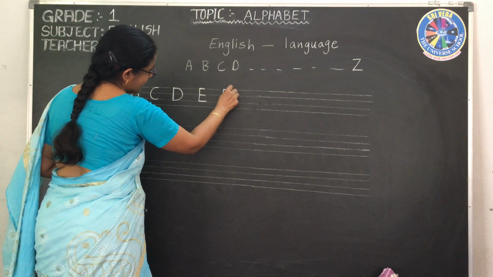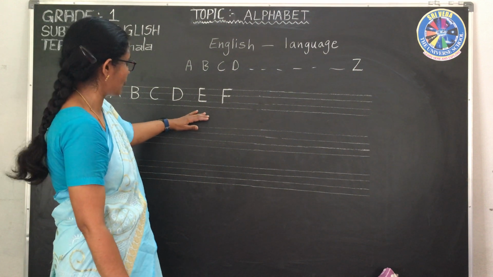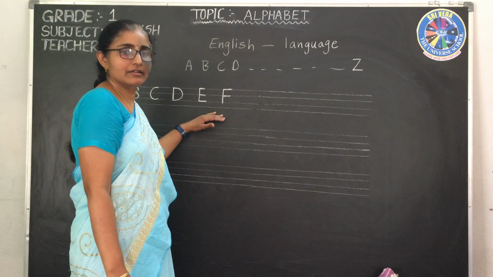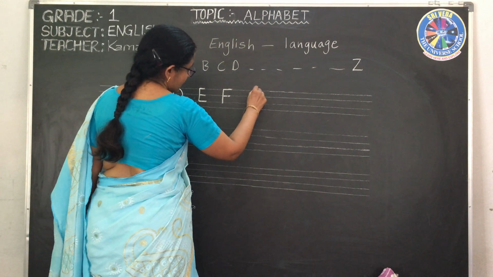F. See how I am writing. First, you don't open your books. First, observe how I am writing. Then you can take out your books and start writing. F.